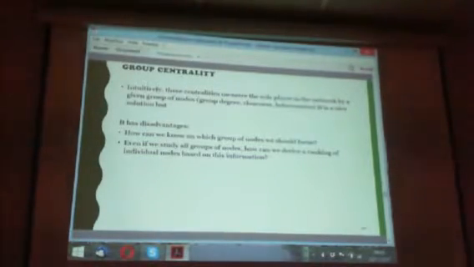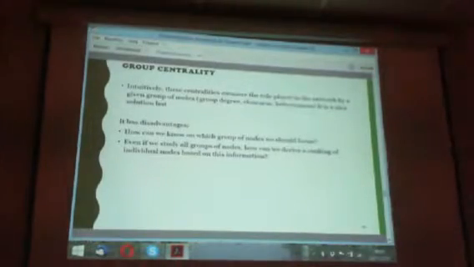Like you see in the picture, intuitively this centrality measures the role played in the network by a given group of nodes. We have in this case group degree centrality, group closeness centrality, group betweenness centrality, and it's a nice solution. But even in this case, we have some disadvantages. The first one is how we can know on which group of nodes we should focus. This is the problem we have to tackle.